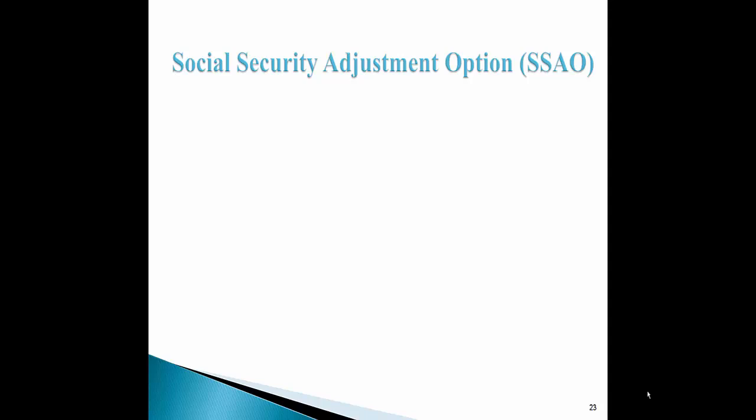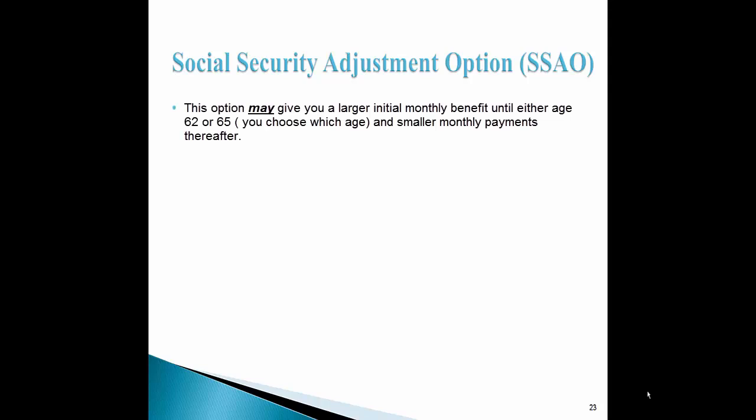The Social Security Adjustment Option, or SSAO. This option is a variation of your single life annuity amount and may give you a larger initial monthly benefit until age 62 or age 65 as you elect, and smaller monthly payments thereafter. The intention is to provide you with a nearly level total income from the plan and Social Security from the date of your retirement until the date of your death.